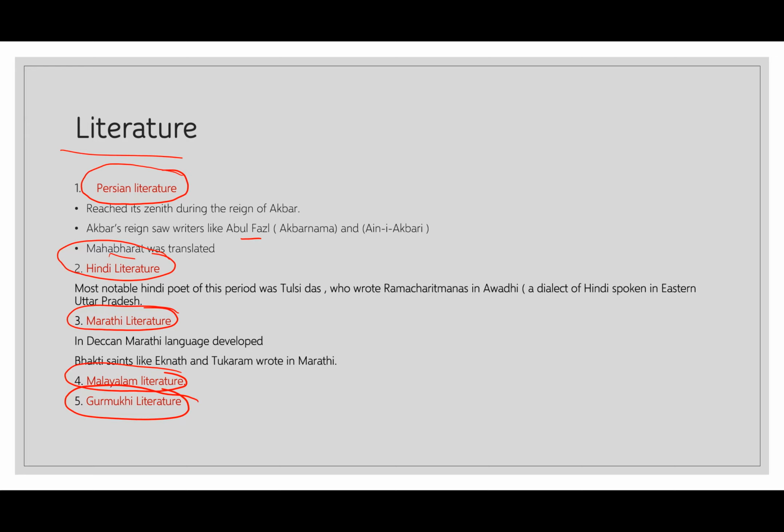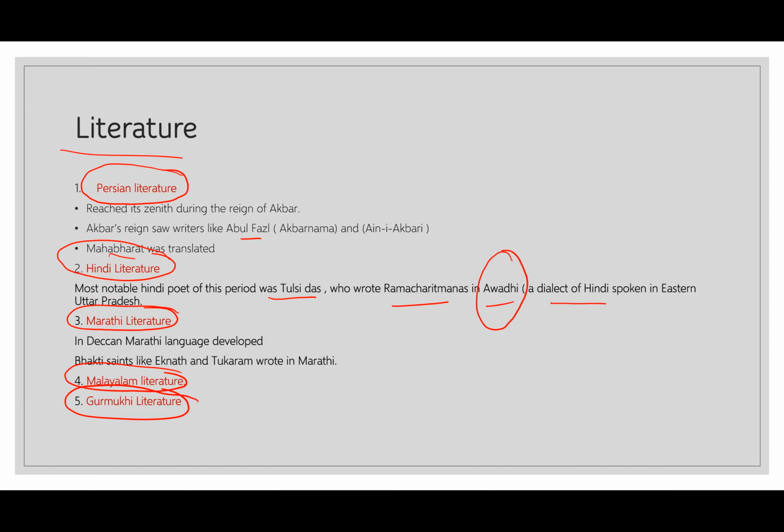Now in Hindi we have the most important poet as Tulsidas. He also wrote Ramcharitmanas in Awadhi. Now what was the Awadhi? Awadhi was a dialect of Hindi spoken in eastern UP, right? A style of speaking, right? Then is Marathi literature that was mostly in the Deccan, and most important, it was patronized by these Bhakti saints like Eknath and Tukaram, right?